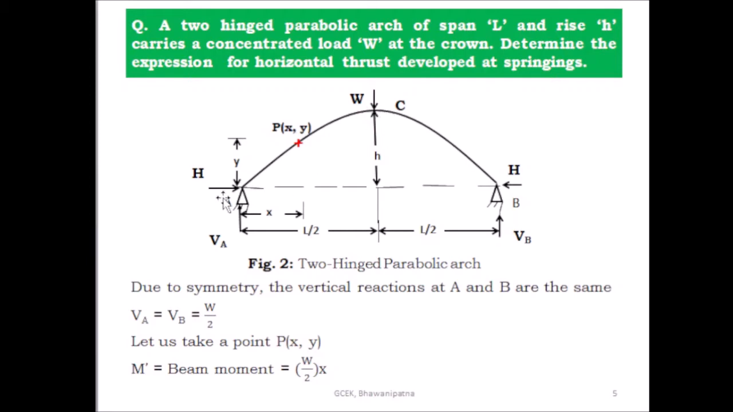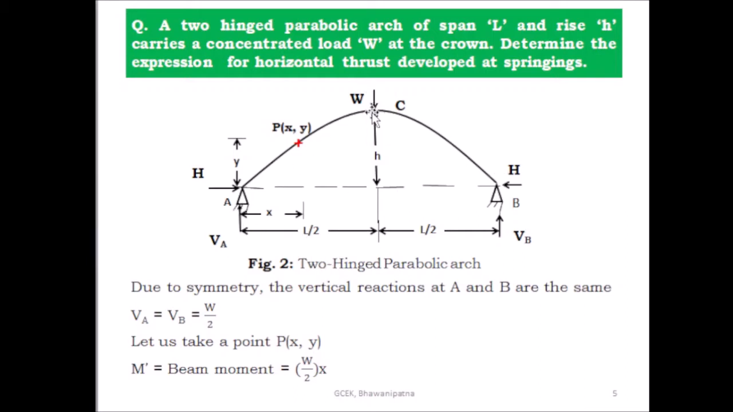This is the crown and this is the springing. A and B are the springing points and C is the crown. At the crown there is a concentrated load W, and you have to find the horizontal thrust developed at springing A and springing B. This is a two-hinged parabolic arch.